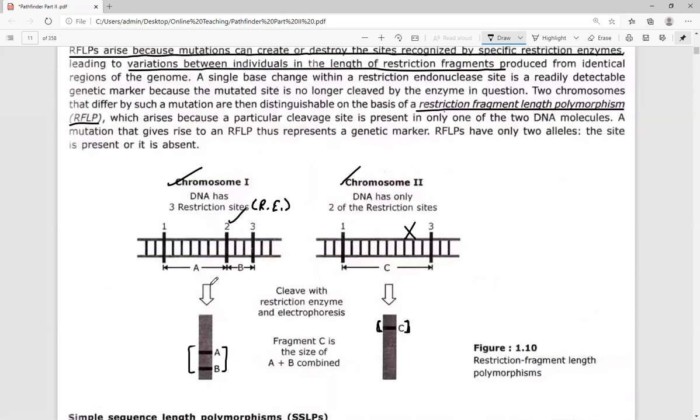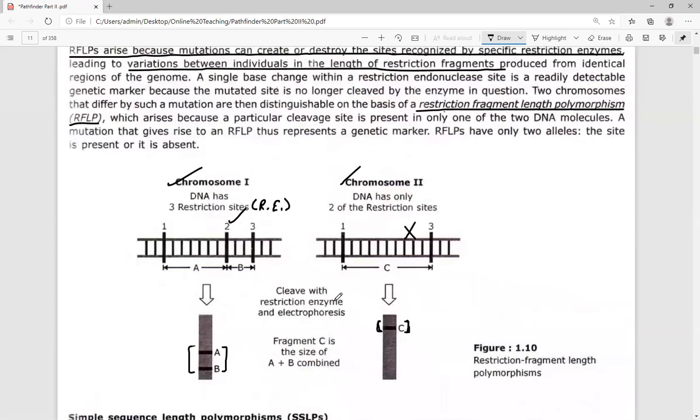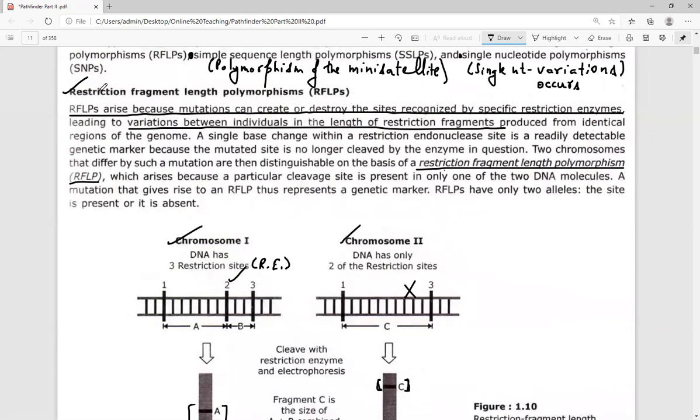Next is referred to as simple sequence length polymorphism. Now, what do you mean by simple sequence? Any query with regard to restriction fragment length polymorphism, you can ask me. Okay. When we use restriction endonucleases against sites bordered by minisatellites, the same technique becomes DNA fingerprinting.